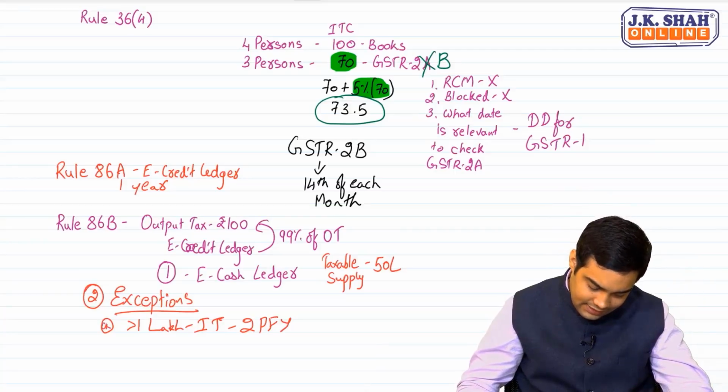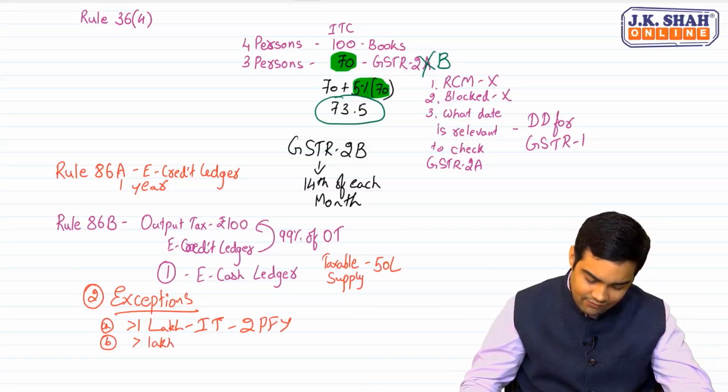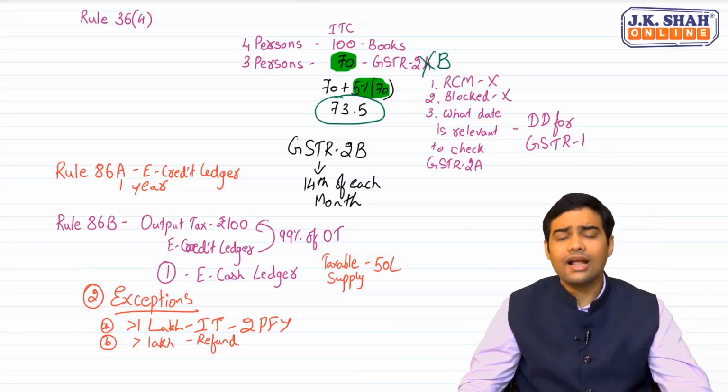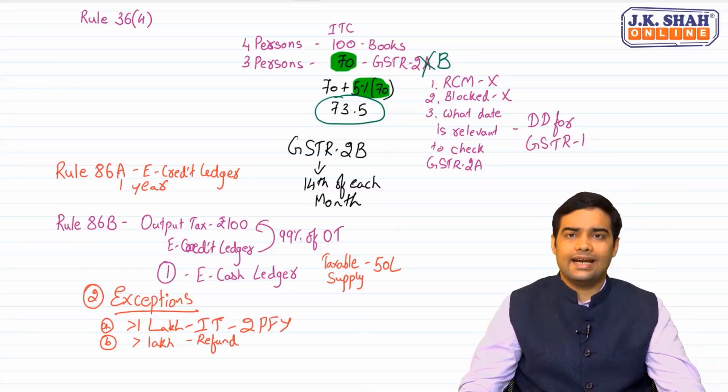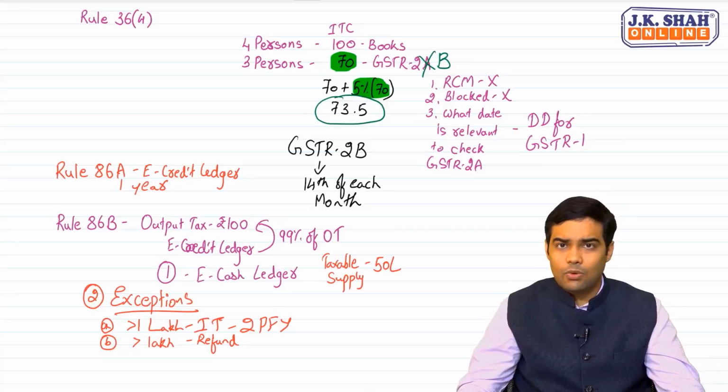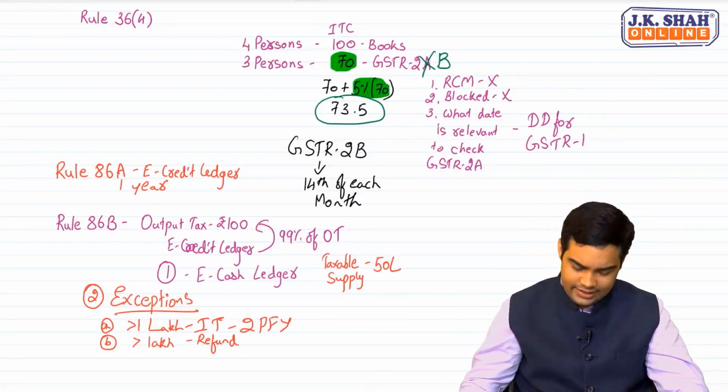Second is a case where a person has claimed more than 1 lakh as refund. See, refund you don't study at this level, but this refund is basically of unutilized ITC, which is given in exports and inverted tax structure, is not required.